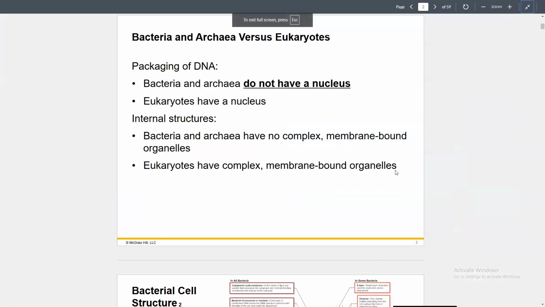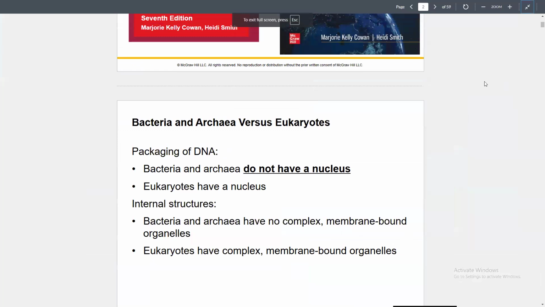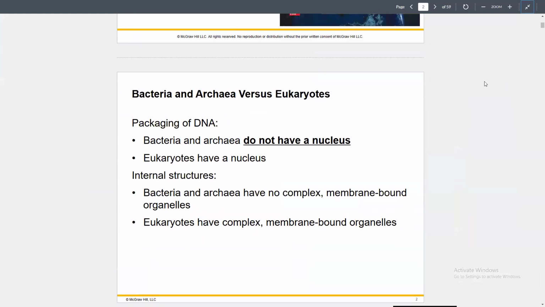So anyways, let's just do it from here, shall we? All right, so we're going to talk about bacteria and archaea versus eukaryotes. We're going to introduce the concept of what eukaryotes are versus akaryotes. Another term for akaryotes is prokaryotes. Remember, akaryote means without, like you have asymptomatic.